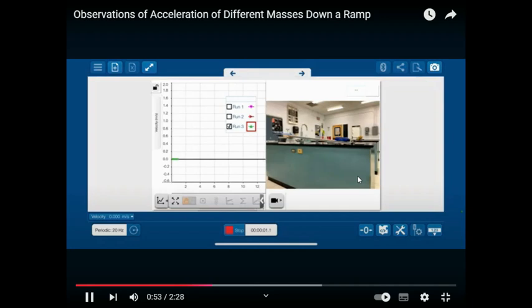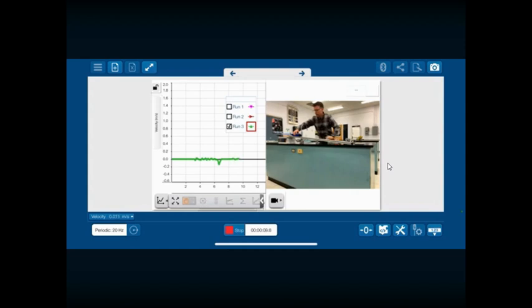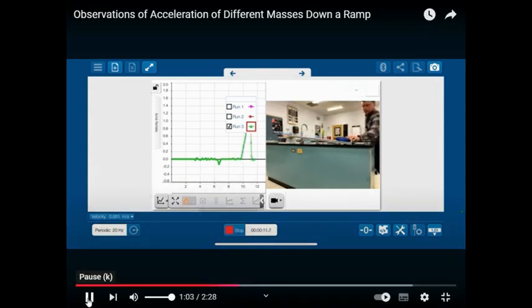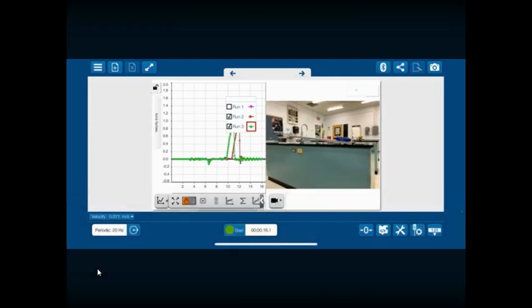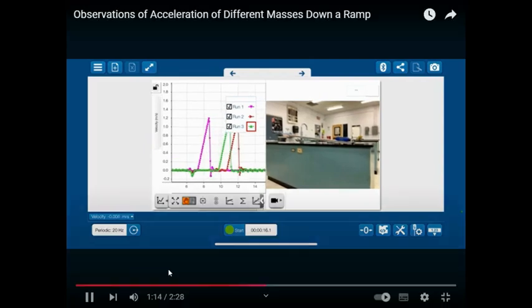So the video continues. Going at a second mass, so it's 3 times the mass now. And there's the graph. And again, I'm going to come over and make all 3 visible, and center it, stretch it out, whatever else.